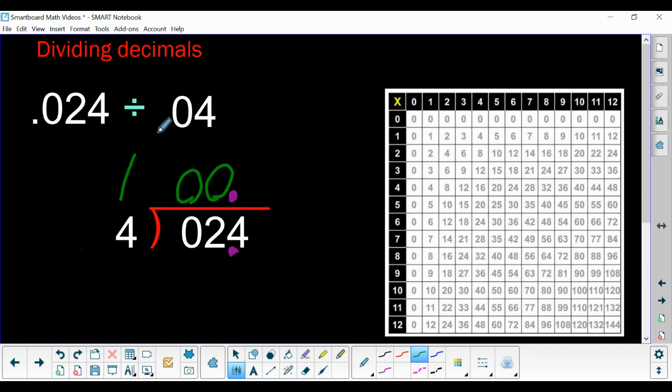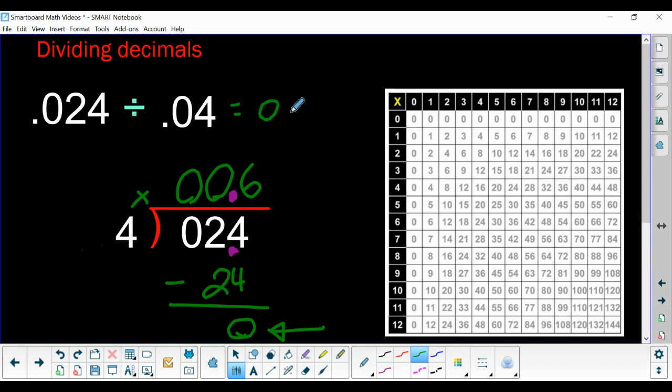How many times does 4 go into 24? It's going to be 6 times. 4 times 6 gives me 24. I subtract. Once you have your 0 here, it means you're done. So there is my answer, or your quotient. The quotient is the answer that you get from dividing two numbers.